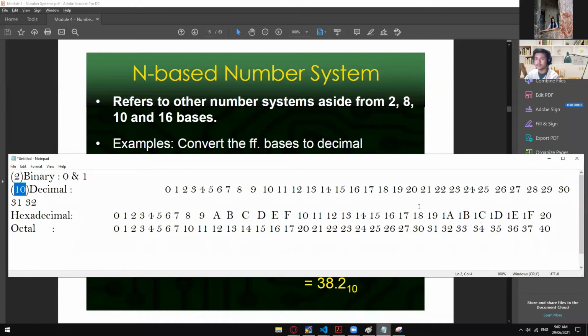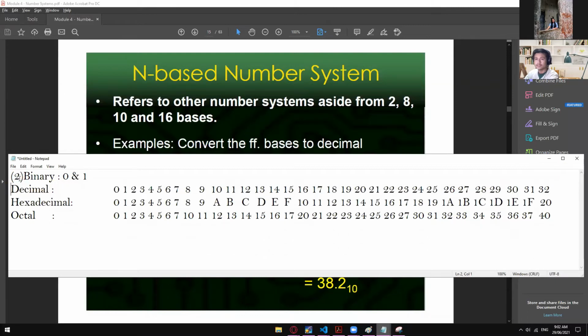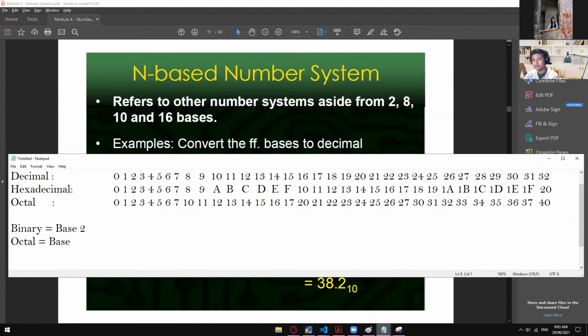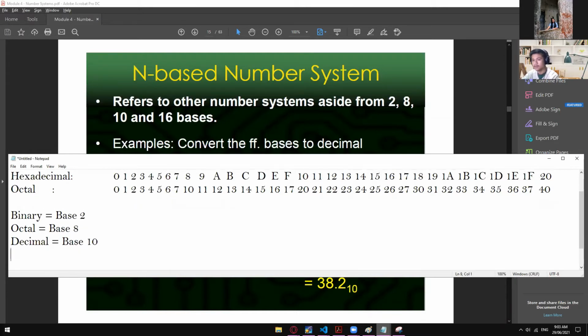Anyway, let me just remove this one. Binary is base 2. Octal is equal to base 8. Decimal is equal to base 10. And hexadecimal is equal to base 16.